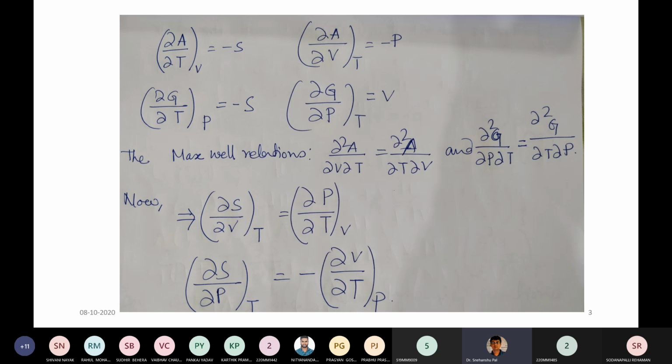If you see in this expression, del square A by del V del T equals del square A by del T del V. Here you can switch del V and del T in the denominator because this is a symmetrical second derivative. In the same way, you can represent G with respect to a symmetrical second derivative. Such symmetrical second derivatives can be derived from this concept, and if you also use the thermodynamic potentials, you get the Maxwell relations. We'll understand that later on. If you equate these two expressions, you can derive the identity.